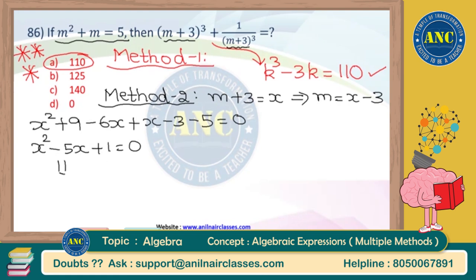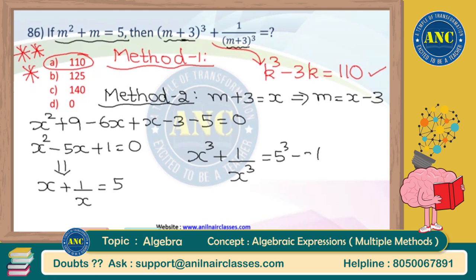From this it is very easily calculated as x plus 1 by x equal to 5. Now when I know the x plus 1 by x value, the question asks m plus 3, that is x cube plus 1 by x cube. It is very simple once again. x plus 1 by x is 5. x cube plus 1 by x cube is k cube minus 3k. It is 5 cube minus 3 into 5, 125 minus 15. Answer for this question is easily obtained as 110, which is nothing but option A.